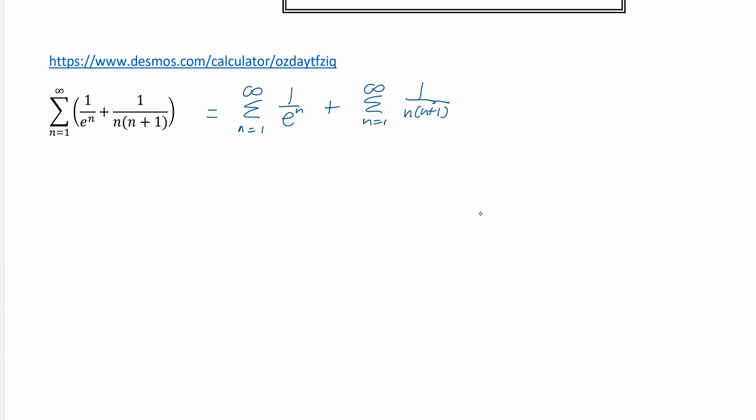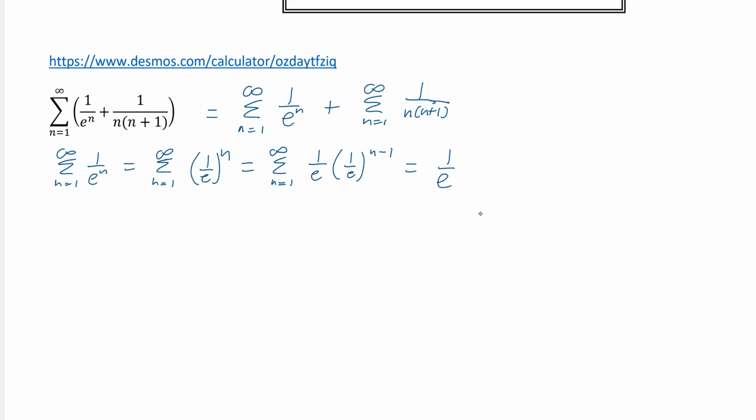Let's look at the first one, which is our geometric. We know it's geometric because it has that exponent with a ratio, so we can just rewrite it like this. And then just like before, we're looking for that n minus 1. So we would go 1 over e to the n minus 1. Now it's all set up, and so we say 1 times 1 over e, 1 minus 1 over e.